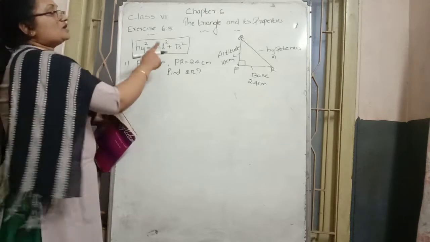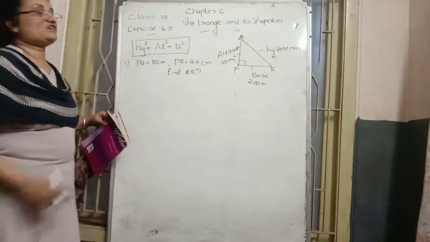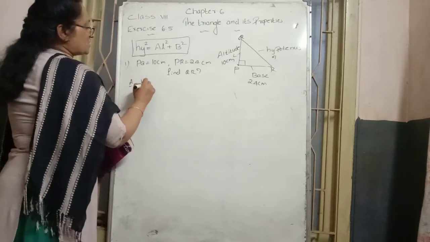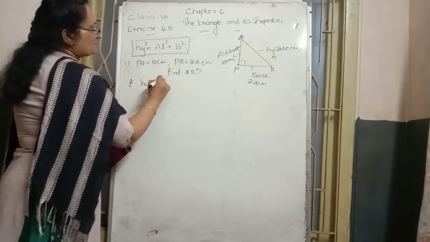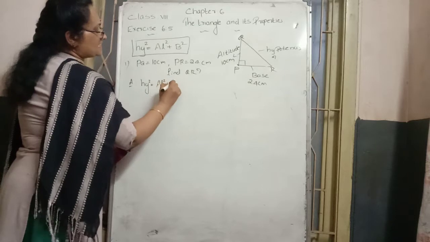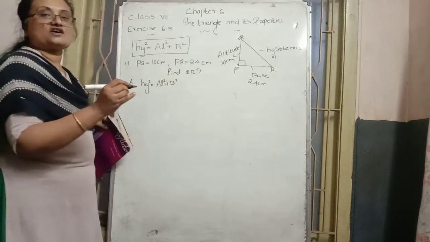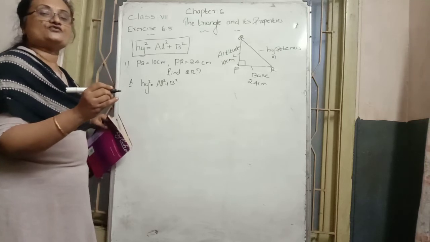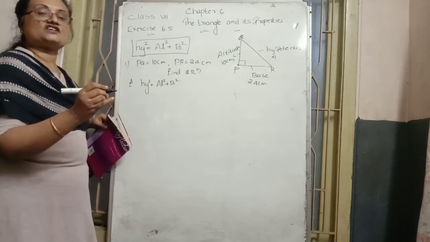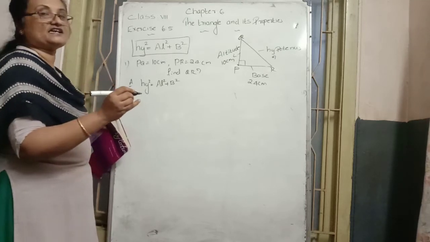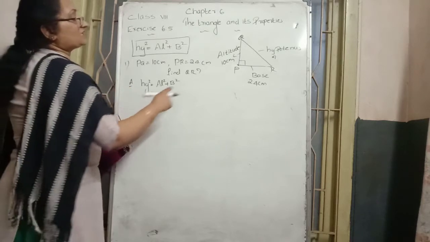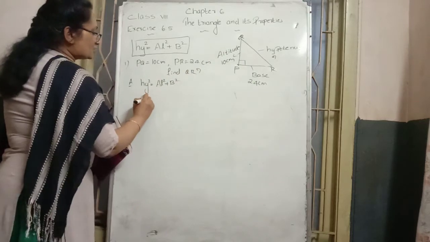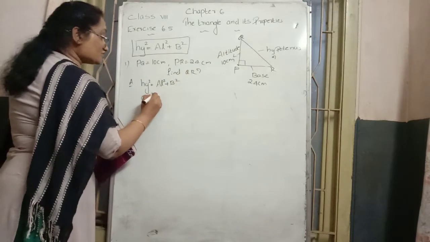How to find it? Apply the Pythagoras theorem formula. What is that formula? Hypotenuse square equals altitude square plus base square. That means the square of the longest side is equal to the sum of the squares of the other two sides, or the other two legs. Anyway, you can say that. Hypotenuse means the longest side. Which alphabet is given? QR, and since hypotenuse square is there, that's why QR square.